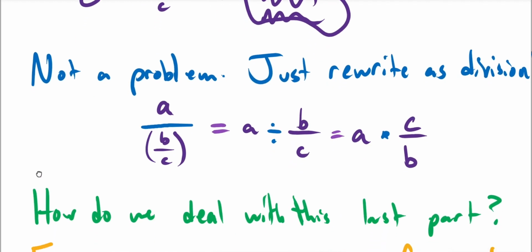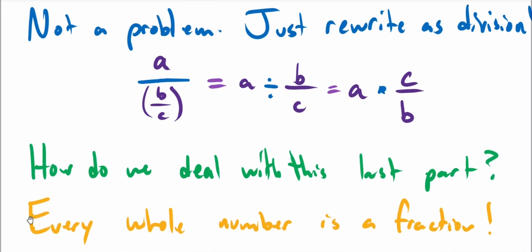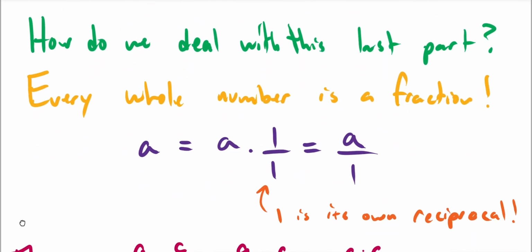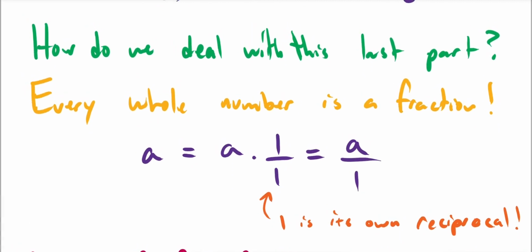And now how do we deal with that? Well, you probably already know, but let's just talk about this one last bit of whole number logic here. Every whole number is also a fraction. It's just a fraction in disguise. It's a fraction over 1. If I want to look at it that way, I could look at a as a times 1 over 1. This is because a is equal to 1 times 1, and 1 is its own reciprocal. So again, I'm just multiplying by 1 on the top and bottom here, no big deal. That's just a over 1. You could also, and you may also know, that a divided by 1 is just itself again.